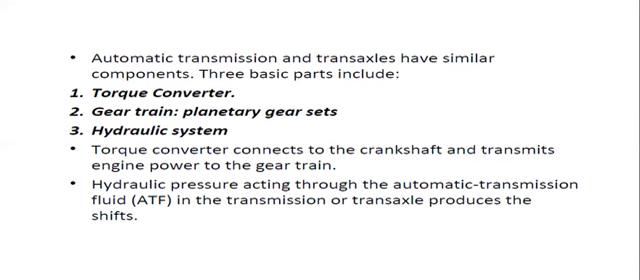And now let's go in detail with the automatic transmission and its components. Automatic transmission and transaxles have similar components. The three basic parts include the torque converter, the gear train, which is called the planetary gear sets, and the hydraulic system. The torque converter connects to the crank and transmits the engine power to the gear train. The hydraulic pressure acting through the automatic transmission fluid in the transmission or transaxle produces the shifts.